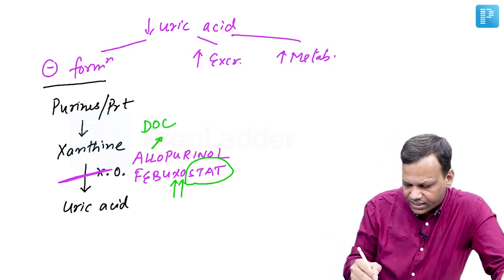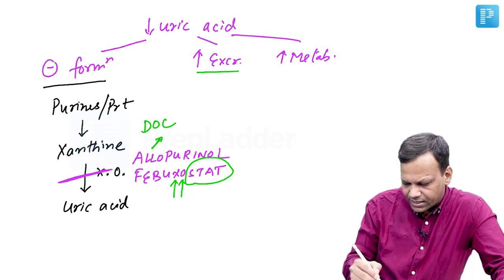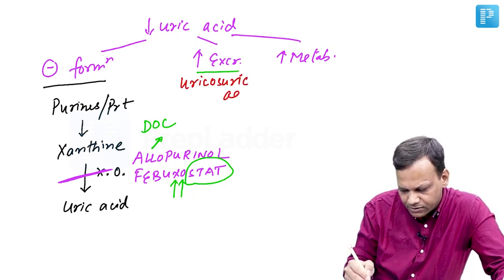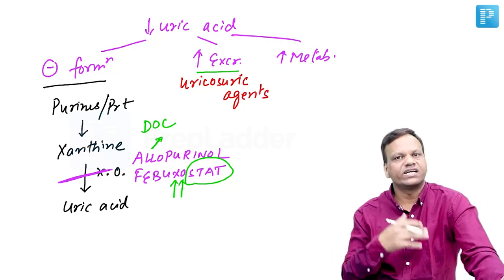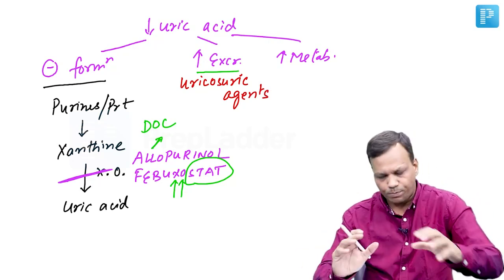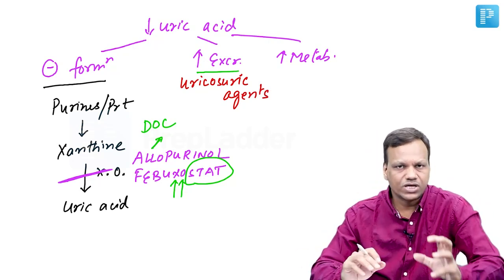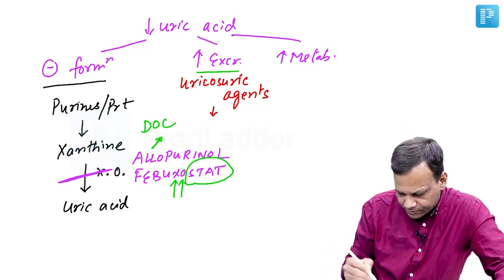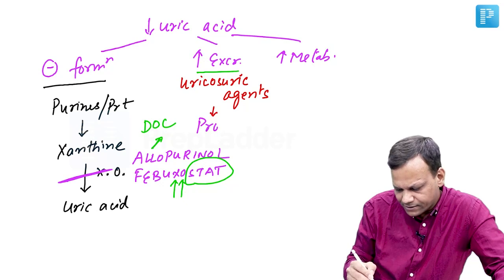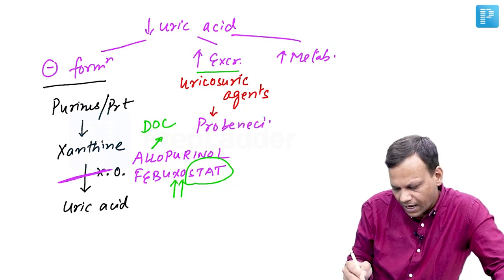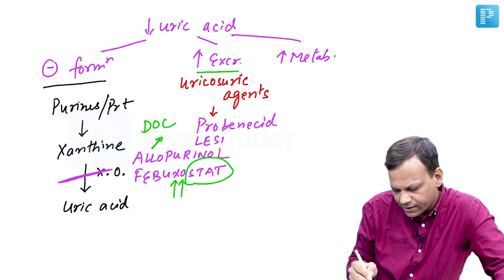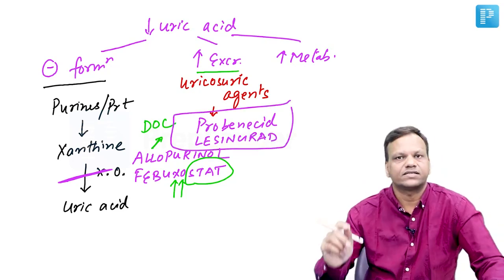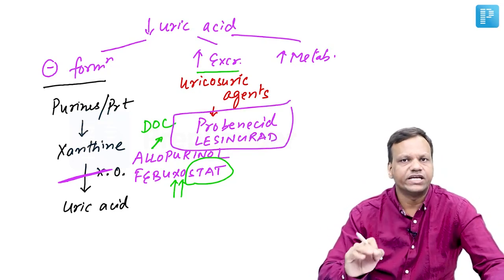Okay, then we can increase excretion of uric acid. The drugs increasing the excretion of uric acid are called uricosuric agents. Uricosuric agents will excrete the uric acid in the urine. So plenty of fluid must be taken with these drugs so that it becomes diluted in the urine and does not cause obstruction. The drugs like probenecid and a new drug called lesinurad act by increasing the excretion of uric acid, but these are avoided in patients with renal failure.